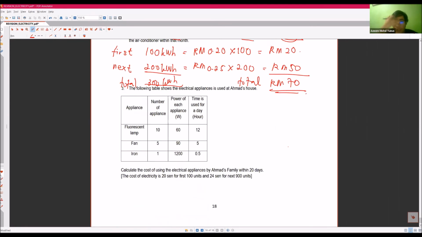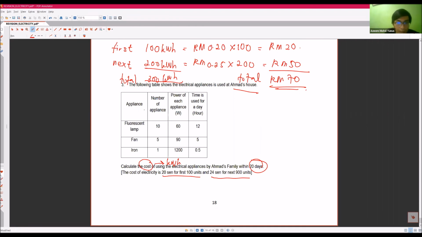Number 3. The following table shows the electrical appliances. To calculate the cost, you must have the power in kilowatts of the electric appliances used by Ahmad's family for 20 days. So the cost is 20 sen for the first 100 units, and 25 sen for the next 900. So again, the data is given in terms of a table.